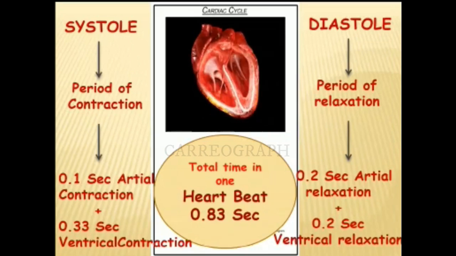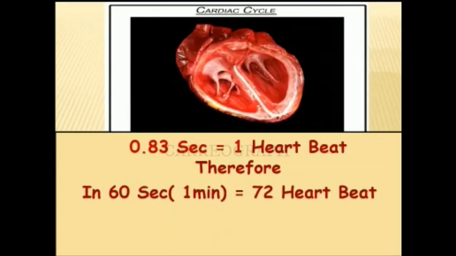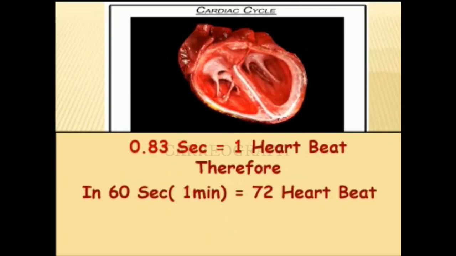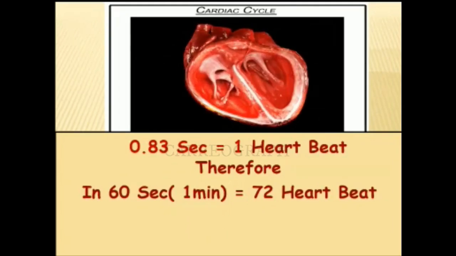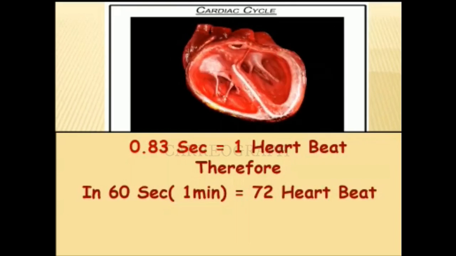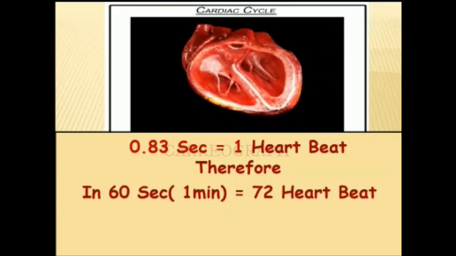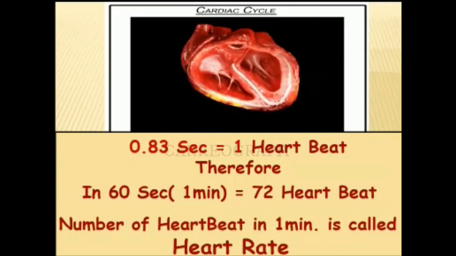Friends, we have seen that in 0.83 seconds we have one heartbeat. Therefore, in 60 seconds, that is in 1 minute, we have 72 heartbeats, and the number of heartbeats in 1 minute is called heart rate.